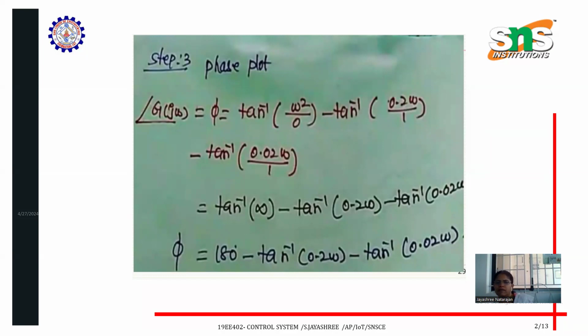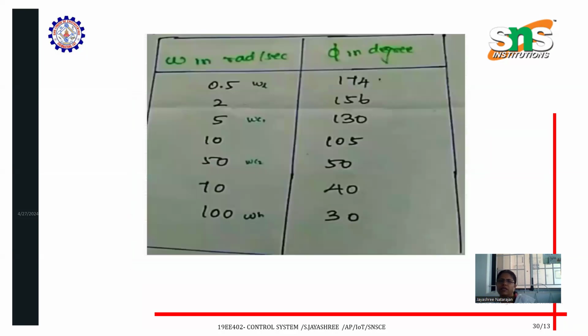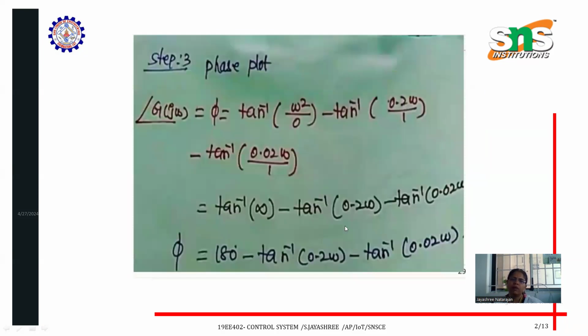For this omega value, we have to substitute various values of omega and calculate the phase values. Then we can easily draw the phase plot. Okay, right. So here already we have various values of frequency: 0.5, 5, 50 and 100. In between that I will take one or two values to form a smooth plot.